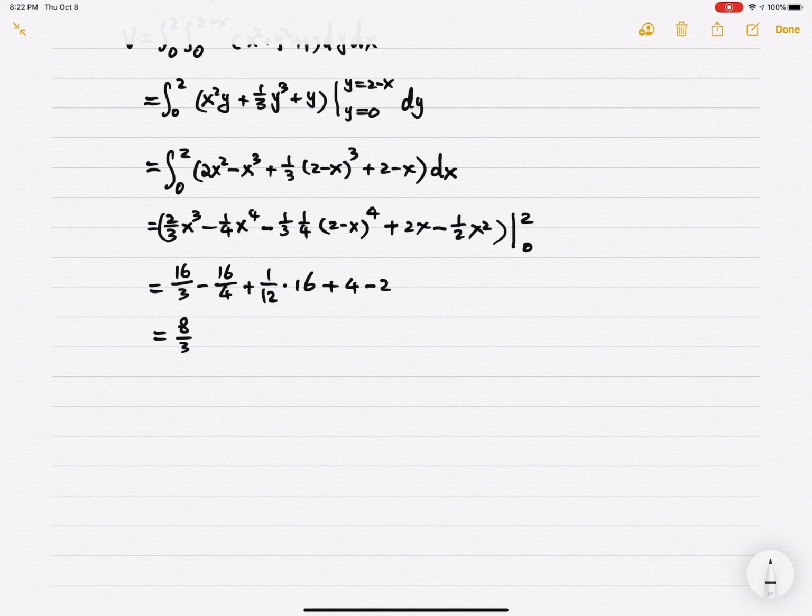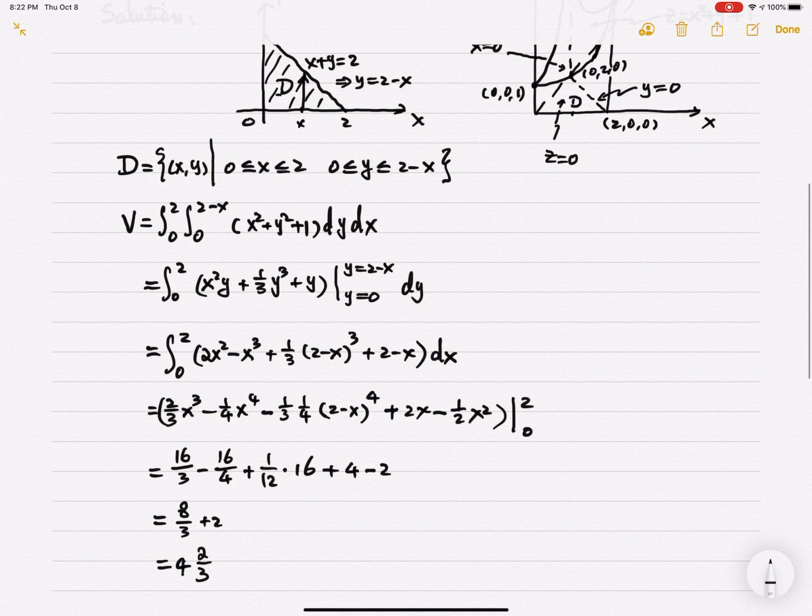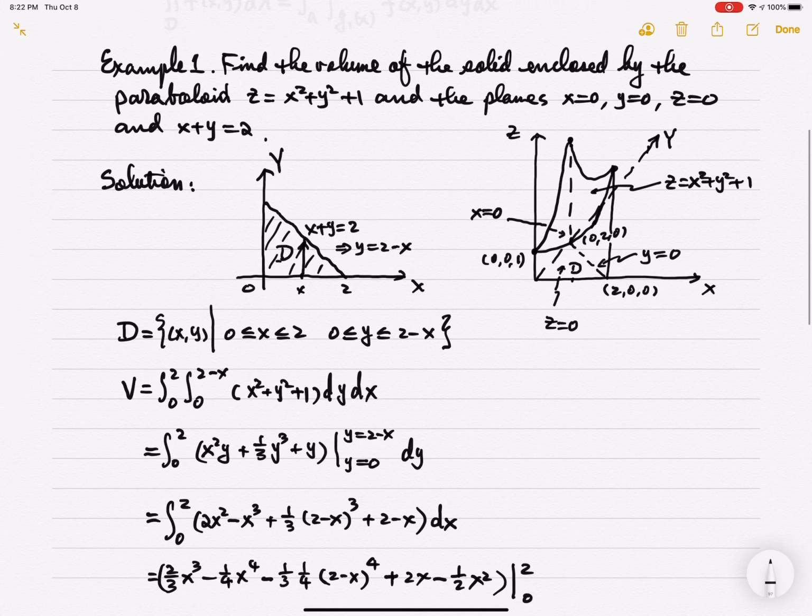And then plus 2. Okay, so that's equal to 4 and 2/3. Okay, so I think this is a review of your Math 1B and some integration. Okay, now notice this one.